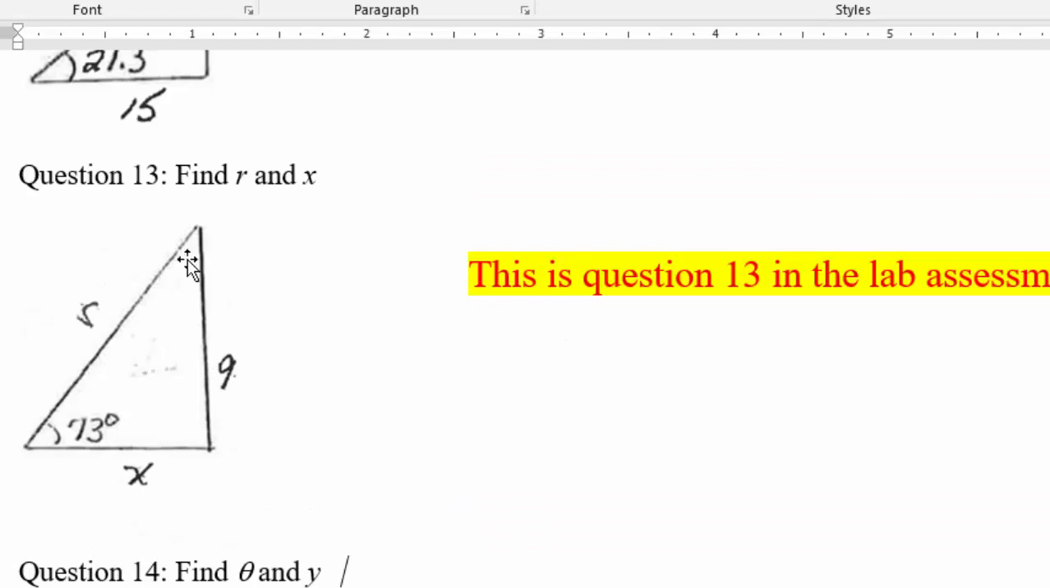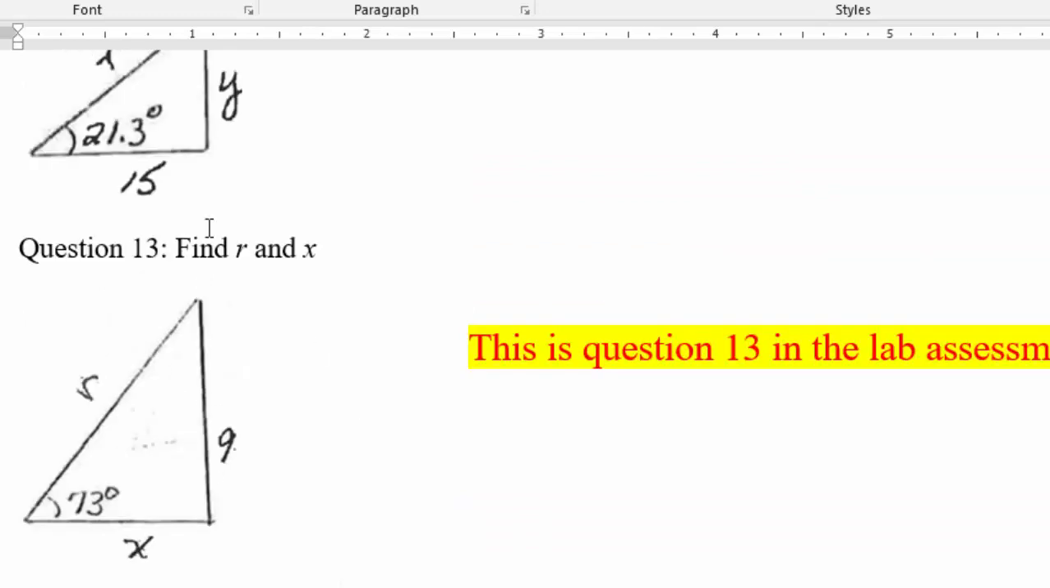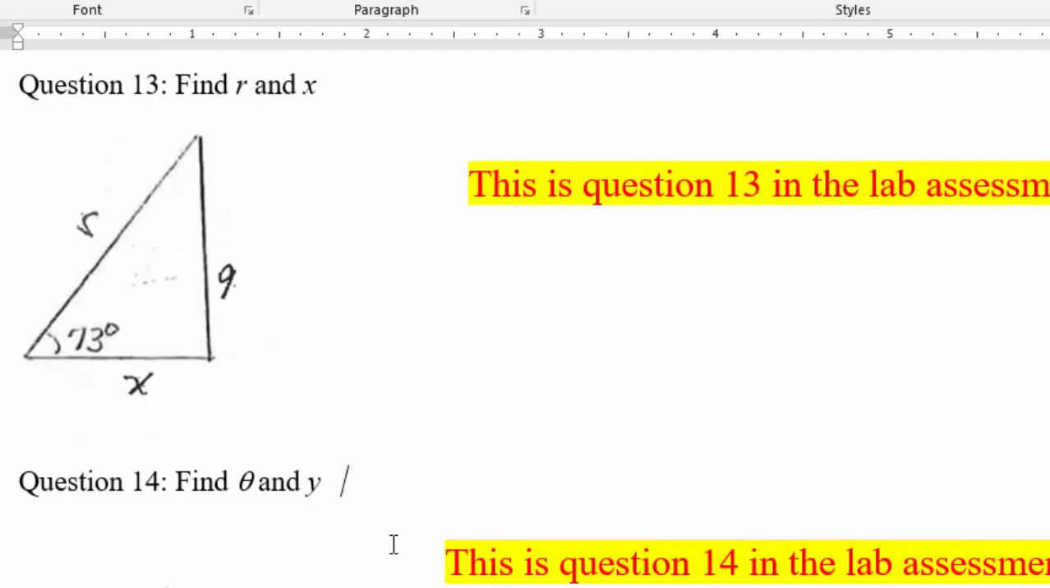We can solve for one unknown for each equation. In question number 13, you are given the opposite instead of the adjacent, so you can use sine the angle to solve for r, then you can use tangent the angle to solve for x.